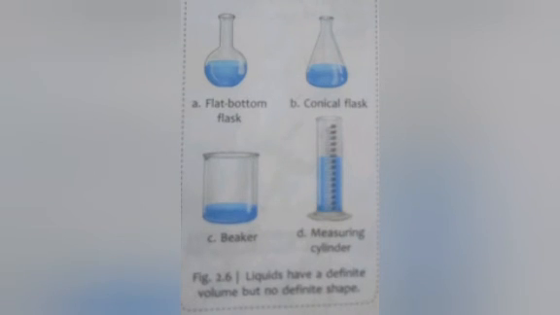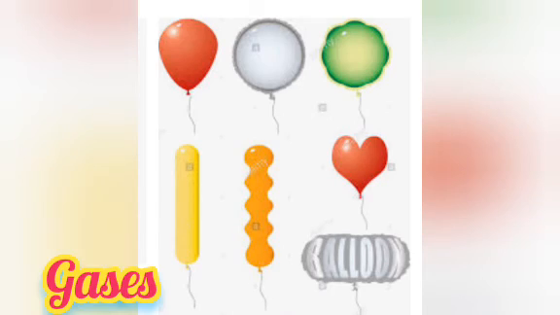Now properties of gases. Gases have neither a definite shape nor a definite volume because in gases the intermolecular space is maximum and there is negligible intermolecular force of attraction. Thus gases take the shape and volume of the container they occupy. This can be explained with the help of an activity.